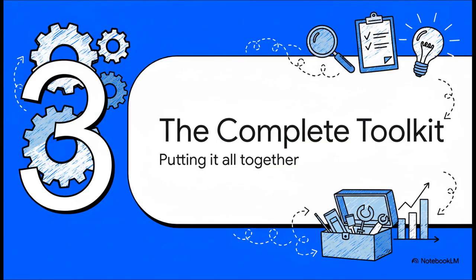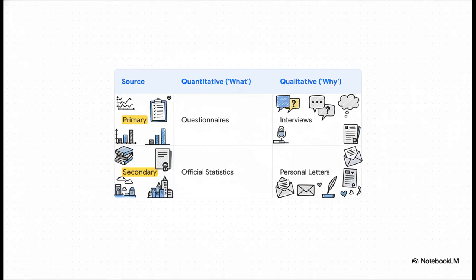So we have these two big choices, primary versus secondary, and quantitative versus qualitative. But maybe the most important lesson for any investigator is that these aren't opposing ideas. They're all just complementary tools in one complete toolkit. And here's how all these pieces can fit together. You can collect your own numbers by running a survey. You can gather your own stories by leading an interview. Or you can analyze numbers that already exist, like crime stats. And you can explore stories that already exist, like reading old letters. Each one of these gives you a totally different angle on the case.